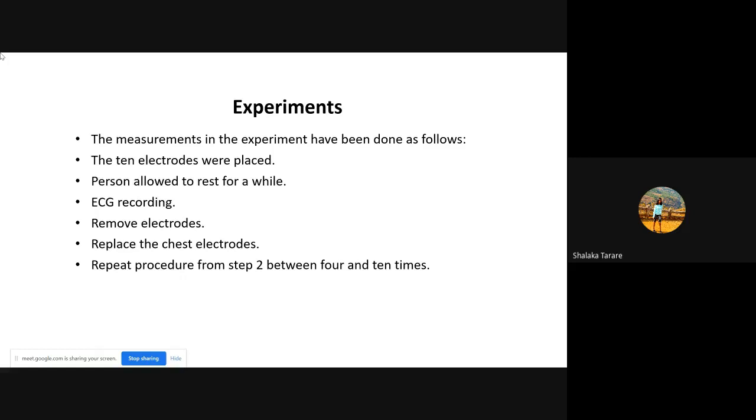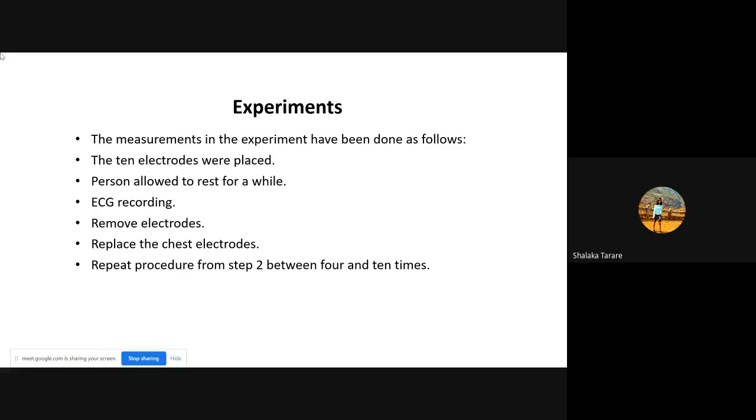The measurements in the experiment have been as follows. First, the 10 electrodes were placed on the person to be identified. Second, the person was allowed to rest for a while. Third, an ECG recording was done. Fourth, the chest electrodes were removed. Fifth, the chest electrodes were replaced on the person, and sixth, the procedure was repeated from step two between 4 and 10 times. ECG measurements have been done on 20 persons.